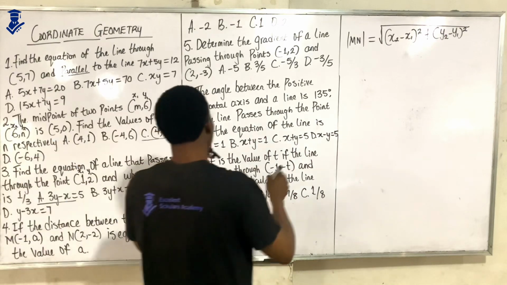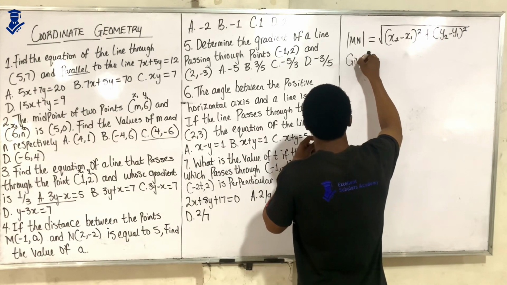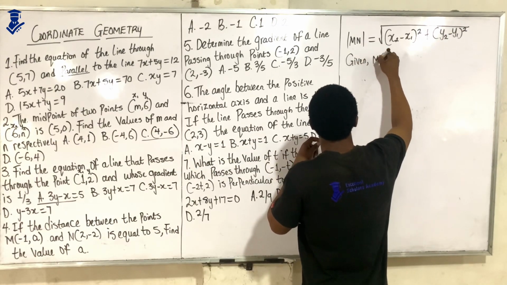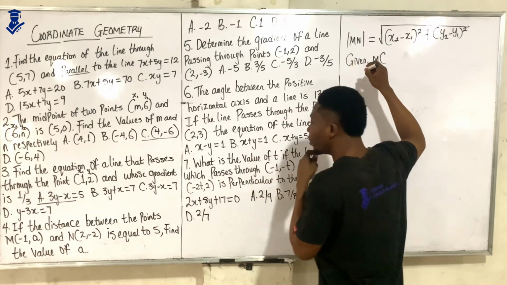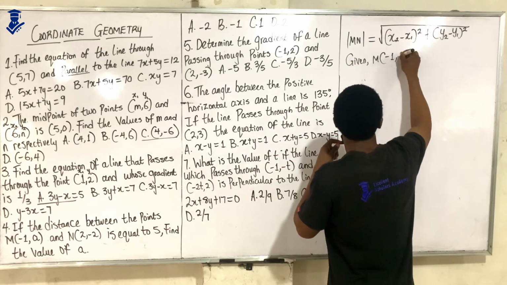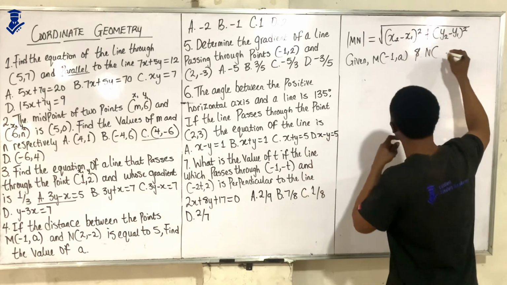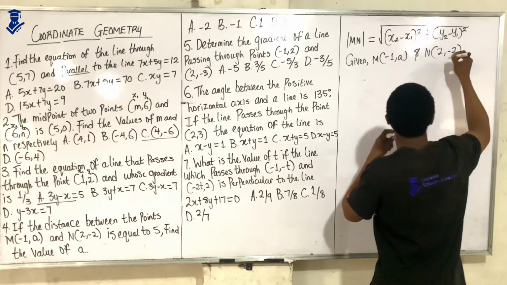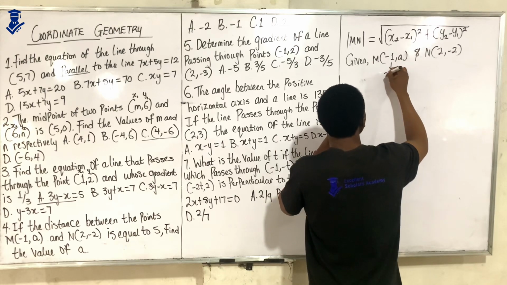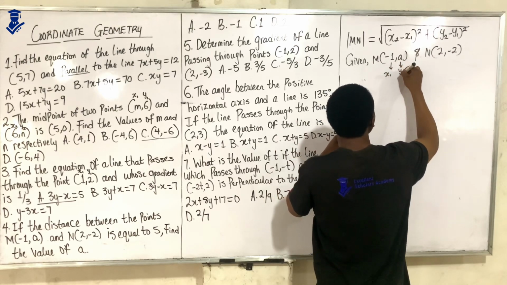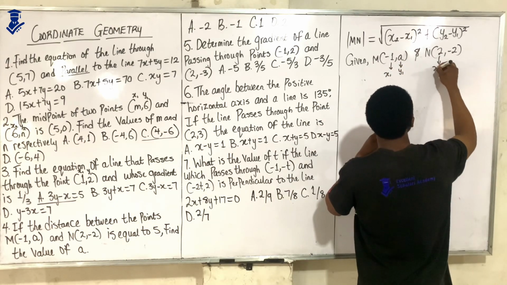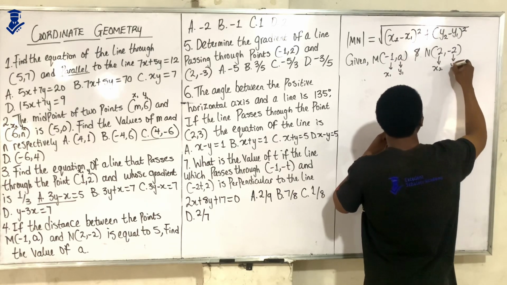And what are we given? We are given that M is minus 1, A, and we are given N as point 2, minus 2. So of course this is our x1, this is our y1, this is our x2, and then this is our y2.